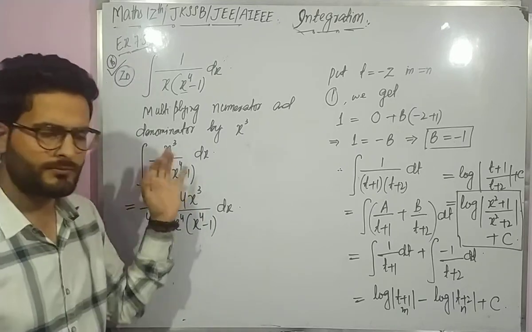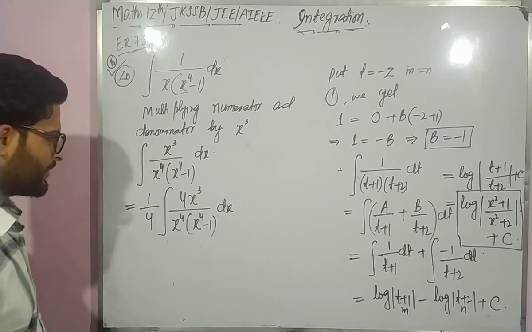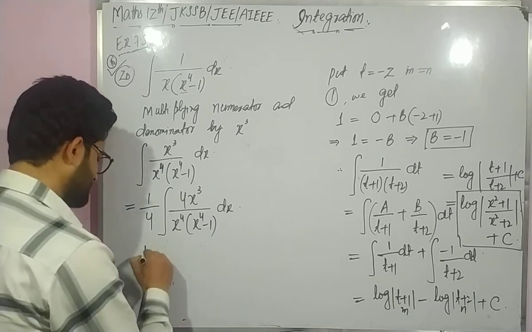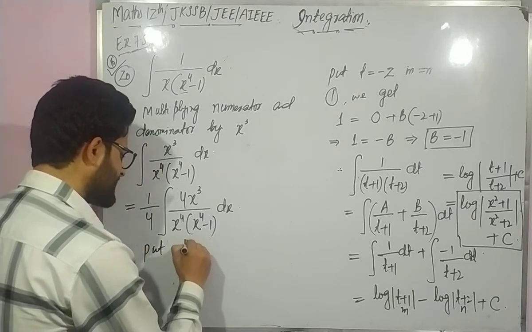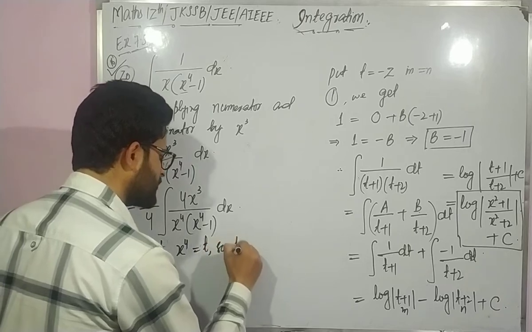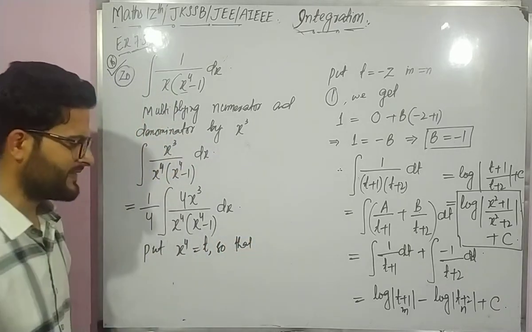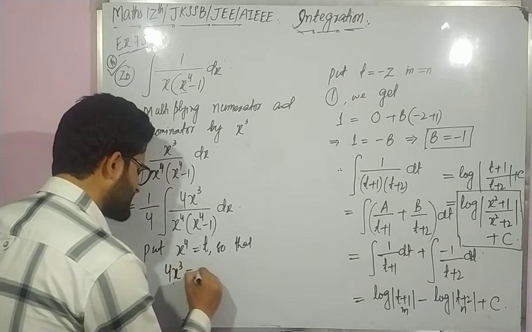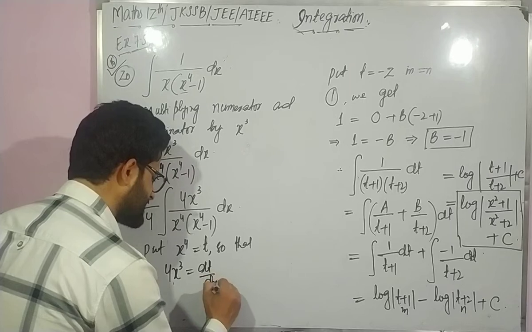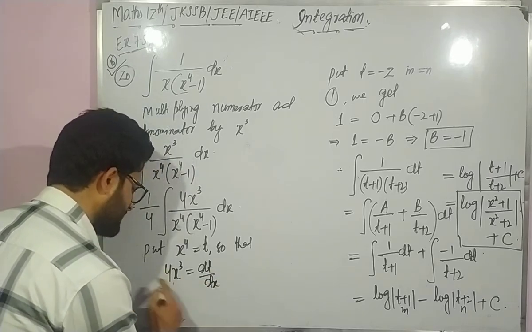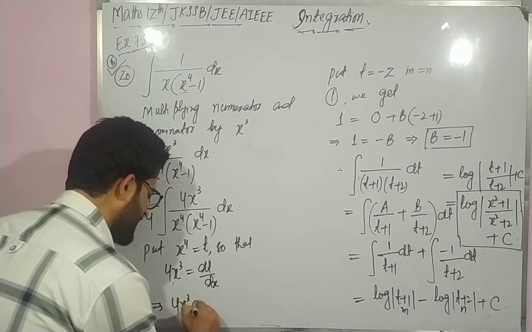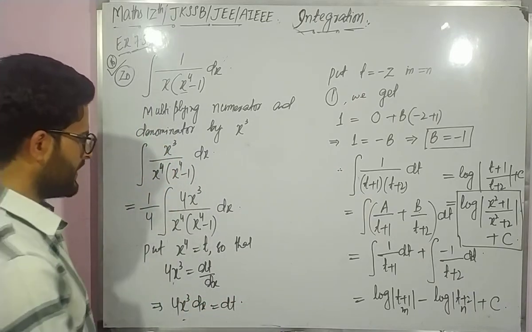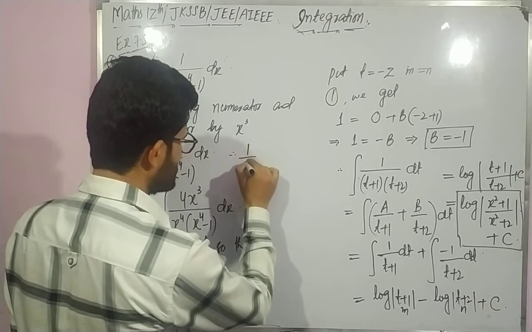Substitution method. Now we can easily put x raised to power 4 to some variable t. So put x raised to power 4 is equal to t, so that differentiating both sides with respect to x, because we need dx, so this is 4x cube must be equal to dt divided by dx, implies separating the variables, it is 4x cube dx must be equal to dt.